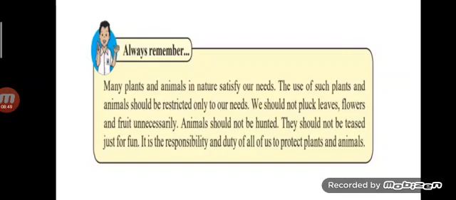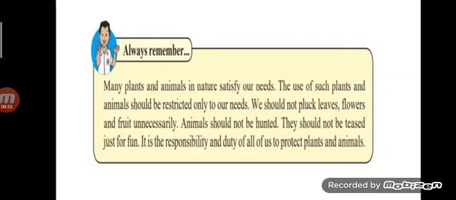It is the responsibility and duty of all of us to protect plants as well as animals because, like I told you about the food chain, we all are interconnected. So, we as human beings, it is our duty and responsibility. We should take care of these plants and animals. We should not use them unnecessarily. That is, how much we require, that much only we should use.